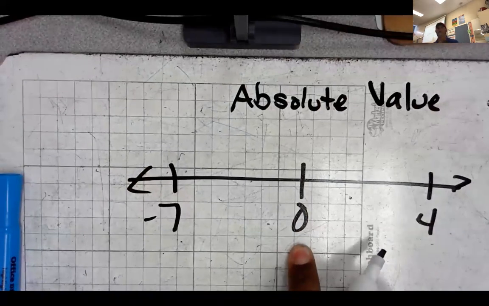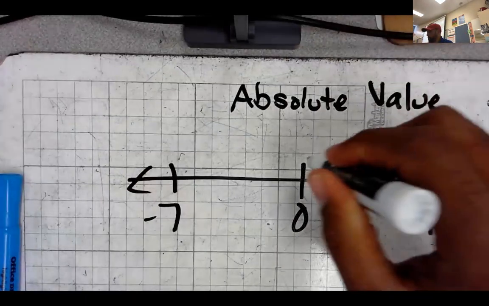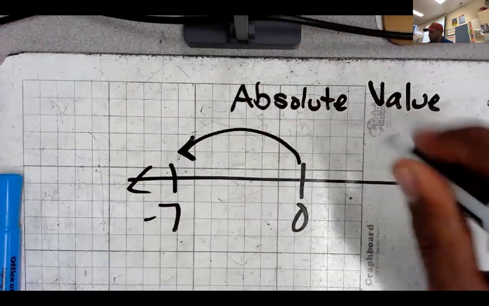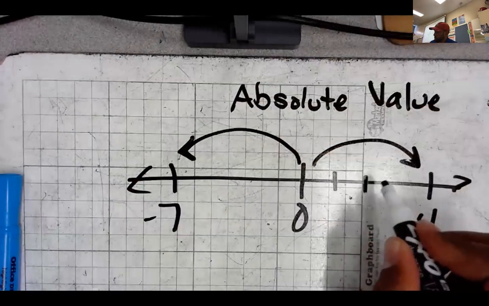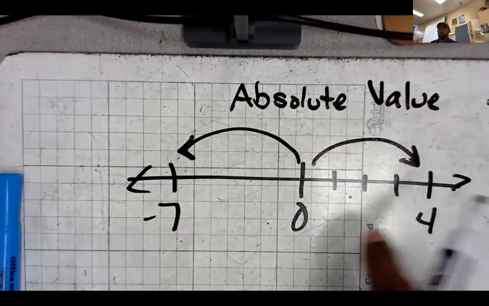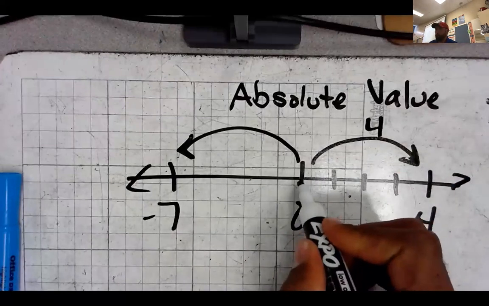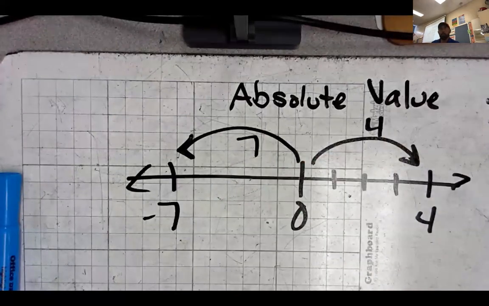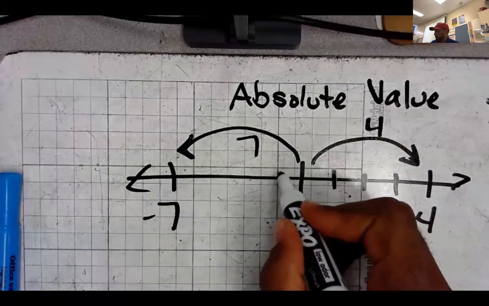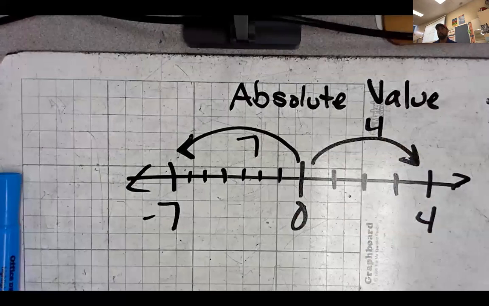Like 0 is like the absolute zero of something, right? It's the one number that means we have nothing. And the absolute value just means how far away is a number from 0. Well, if I asked you to count how far away 4 was from 0, you would say it's 4. If I asked you how far away is 7 from 0, you would say it's 7, because you would count 1, 2, 3, 4, 5, 6, and 7, 7 spaces away.